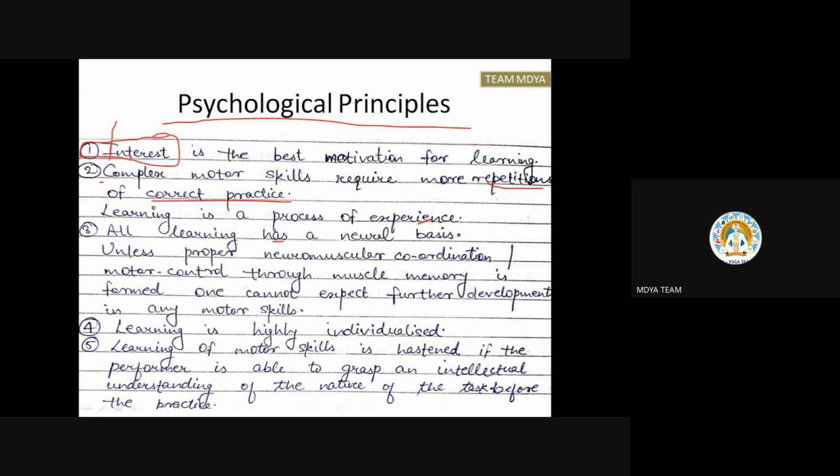All learning has a neural basis. Unless proper neuromuscular coordination, motor control through muscle memory is formed, one cannot expect further development in any motor skill. While learning any motor skill, neuromuscular coordination is formed, which means muscle memory is formed. You gain control over your muscles when you repeat something again and again.